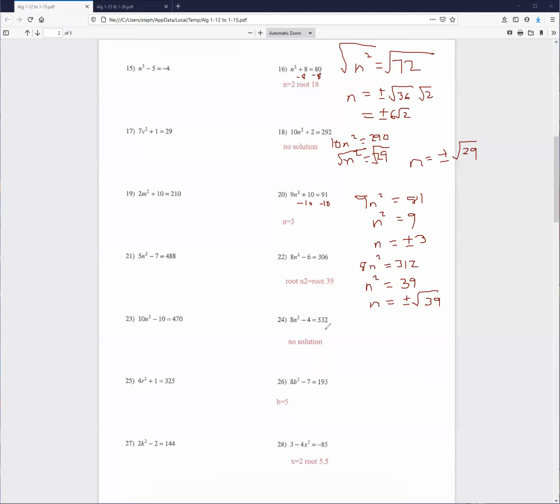8n squared minus 4 equals 532. I doubt that that's no solution. We'll add 4 to both sides. 8n squared equals 536. Then we'll need to divide by 8. So let me come back to my calculator off screen here, and that is 67. N squared equals 67, and I'm pretty sure 67 is a prime number as well. So I'm going to claim that this is n equals plus or minus the square root of 67.